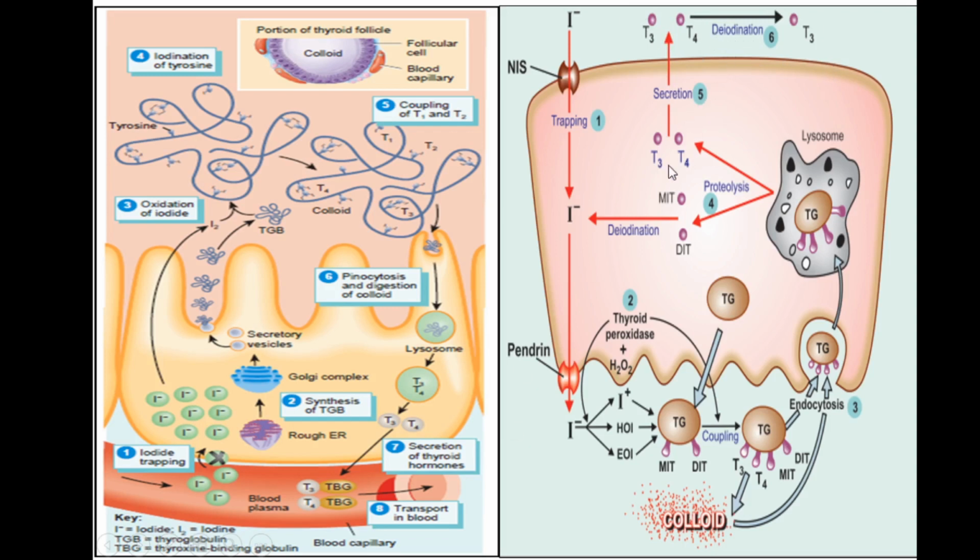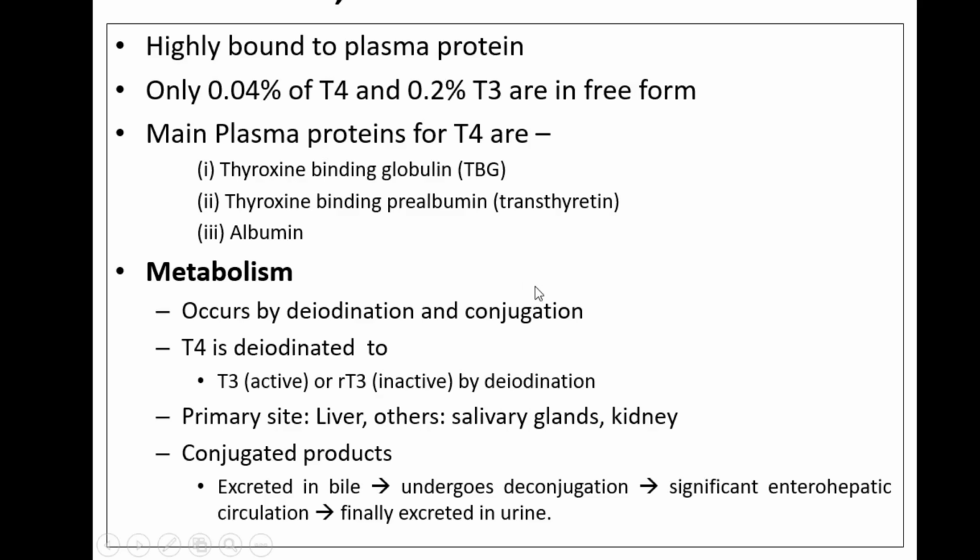Once they enter the blood, they require a transporter because they are lipid soluble. So they require a transporter protein named thyroxine binding globulin. And with the help of that transporter, they will reach the target organ. Now we'll see transport, metabolism and excretion of thyroid hormone.